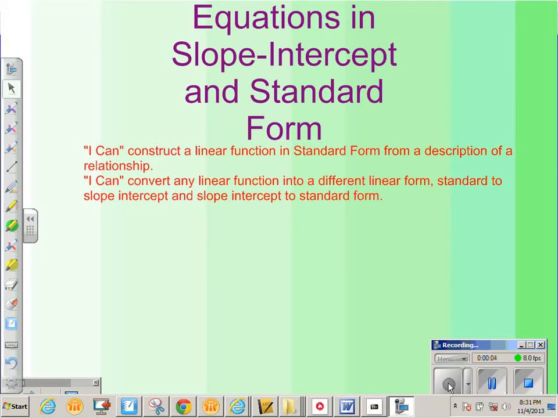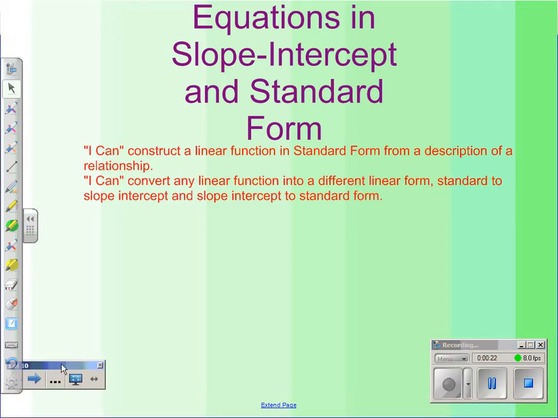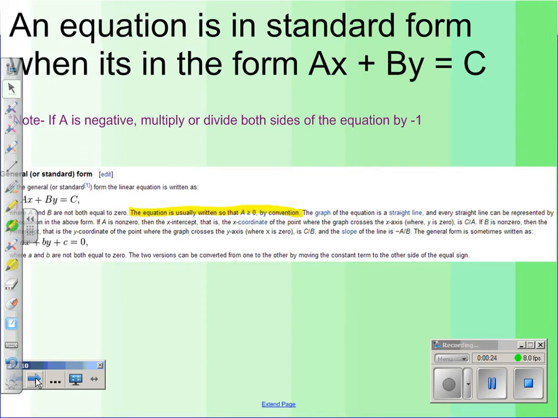We are going to be changing equations that are in standard form to slope-intercept and slope-intercept back to standard form. Also, I can construct a linear function in standard form from a description of a relationship. We'll come back to that in just a little bit, but for now, we're just going to remind ourselves of what the form of the equation looks like when it's in standard form.